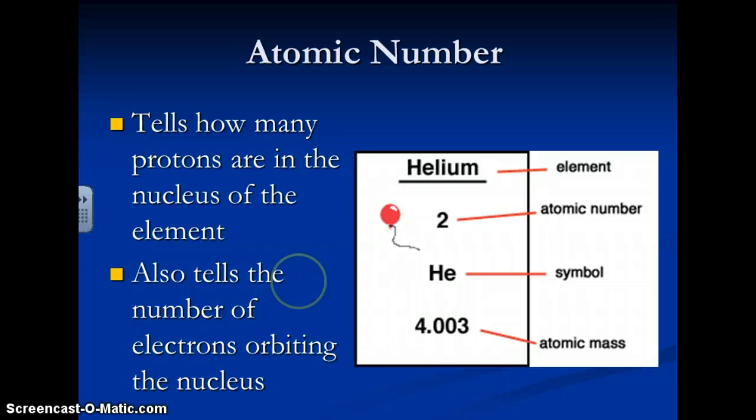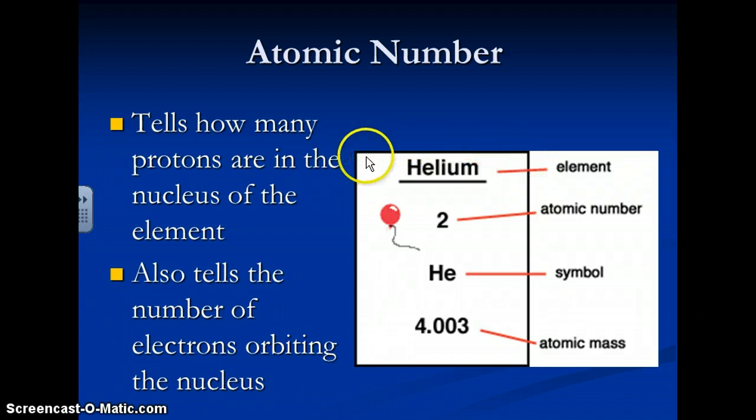Going briefly back to the periodic table, the atomic number is going to be important to us because it tells us how many protons there are in the nucleus of an element. Generally, the number of protons and electrons are going to be equal, so that will also tell us the number of electrons orbiting the nucleus. Not always, so be careful.